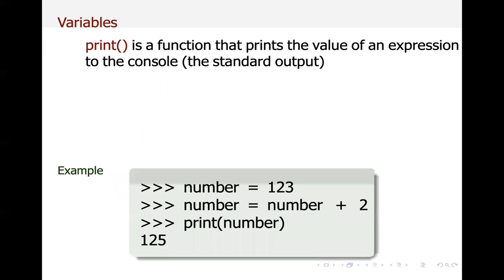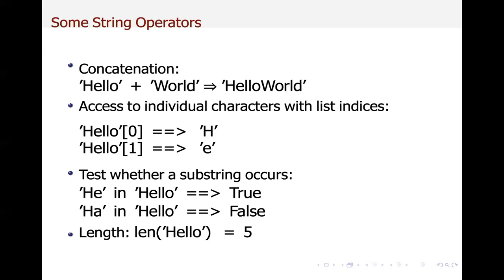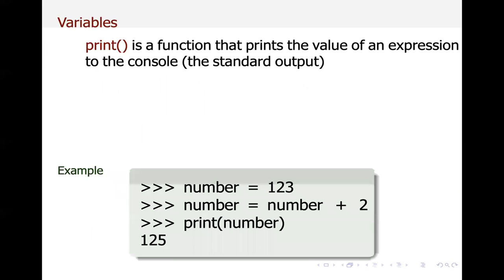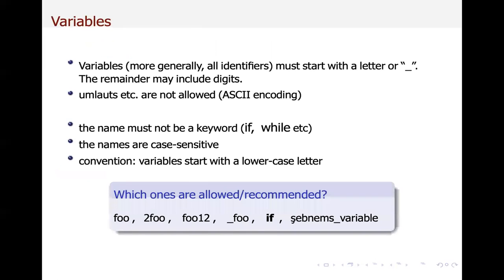Last but not least, we saw type as a function. Len is another function to measure. Now, one of the most usable ones is the print function. It's a function that prints the value of an expression to the console, the standard place. And here we are seeing how we print. We use this, or you can just say number and it will return you 125 also.